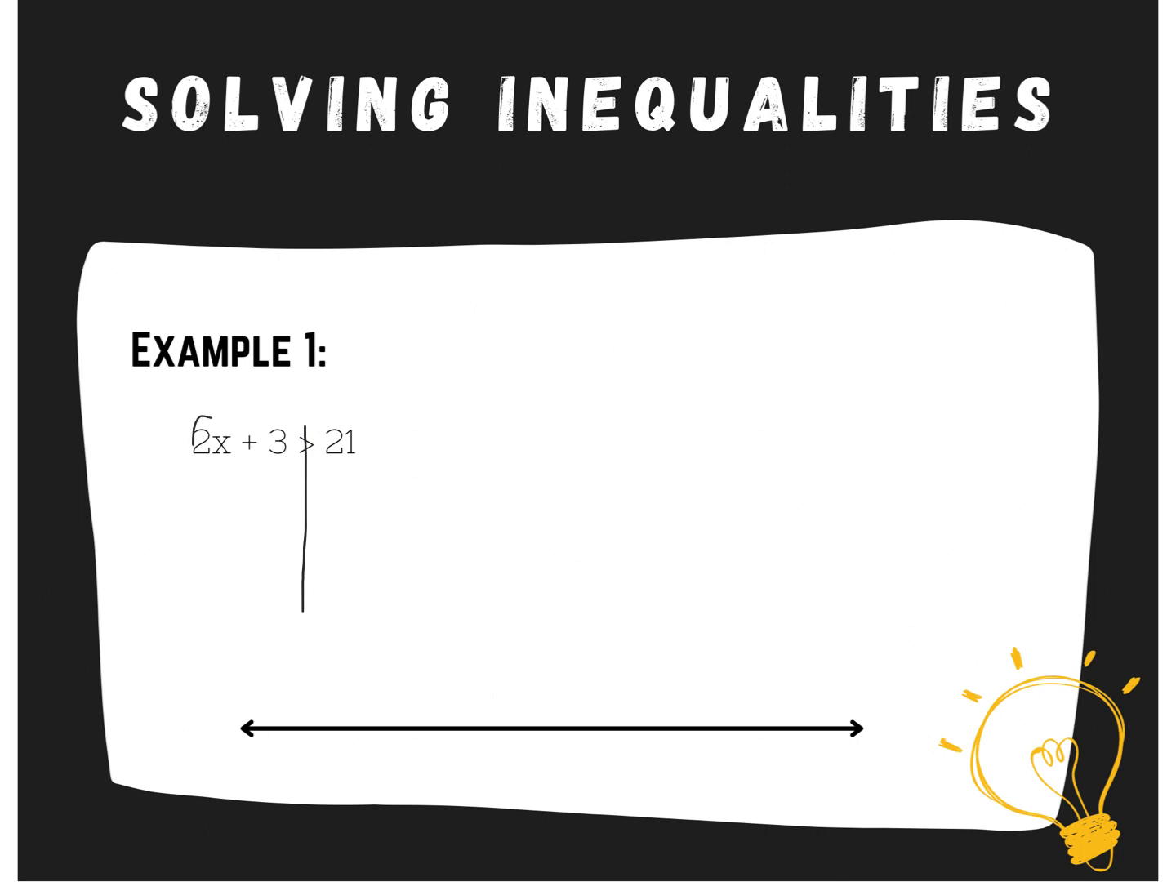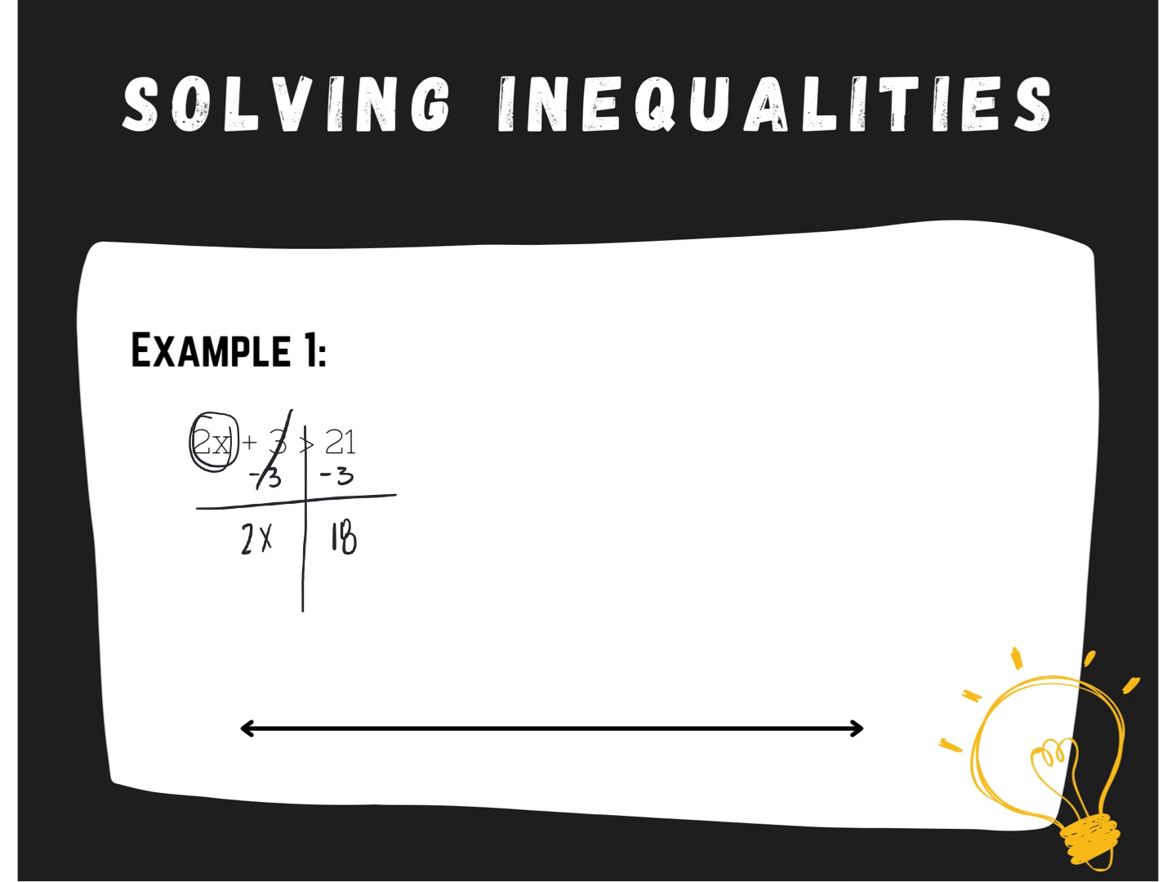I know that I need to isolate this variable, so the first step is to get rid of that plus 3, and I'll subtract it from both sides. When I do that, 3 minus 3 gives me 0, leaving me with only a 2x on the left-hand side. And then on the right-hand side, 21 minus 3 is 18.